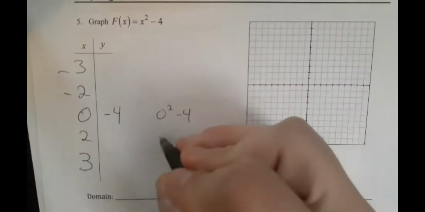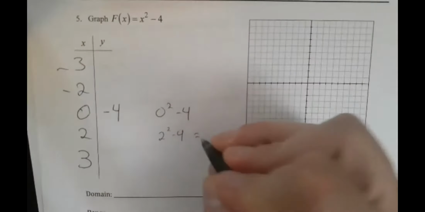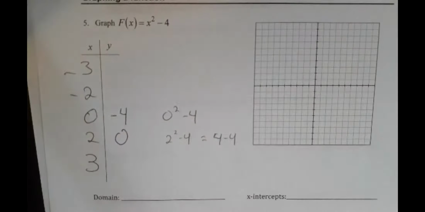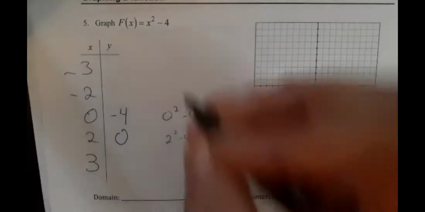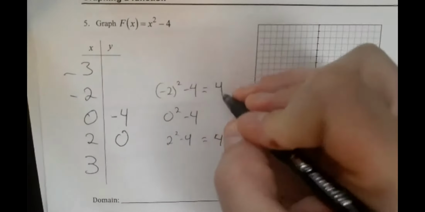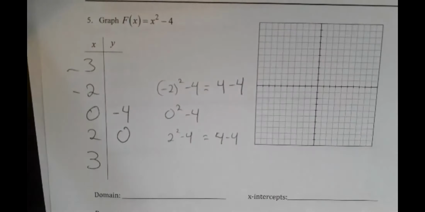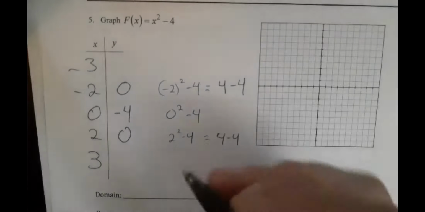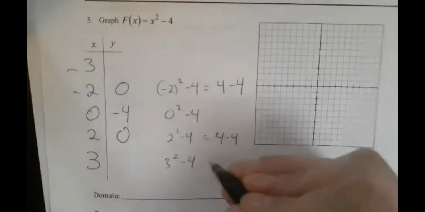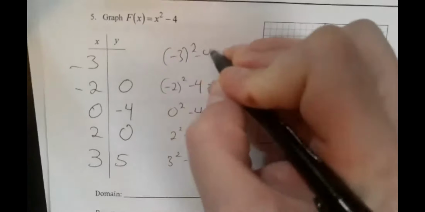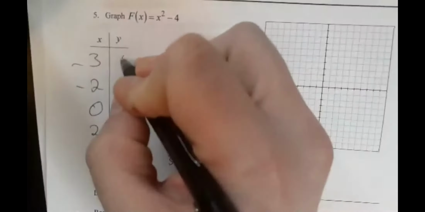If I do 2 squared minus 4, this should be 0. If I do a -2 squared, that's 4. Oh, it's also going to give me 4 minus 4, which should be giving me 0. And if I do 3 squared minus 4, it's going to give me 9 minus 4, which is 5. If I do a minus 3 squared minus 4, I'm still getting 9 minus 4. This should be giving me 5.